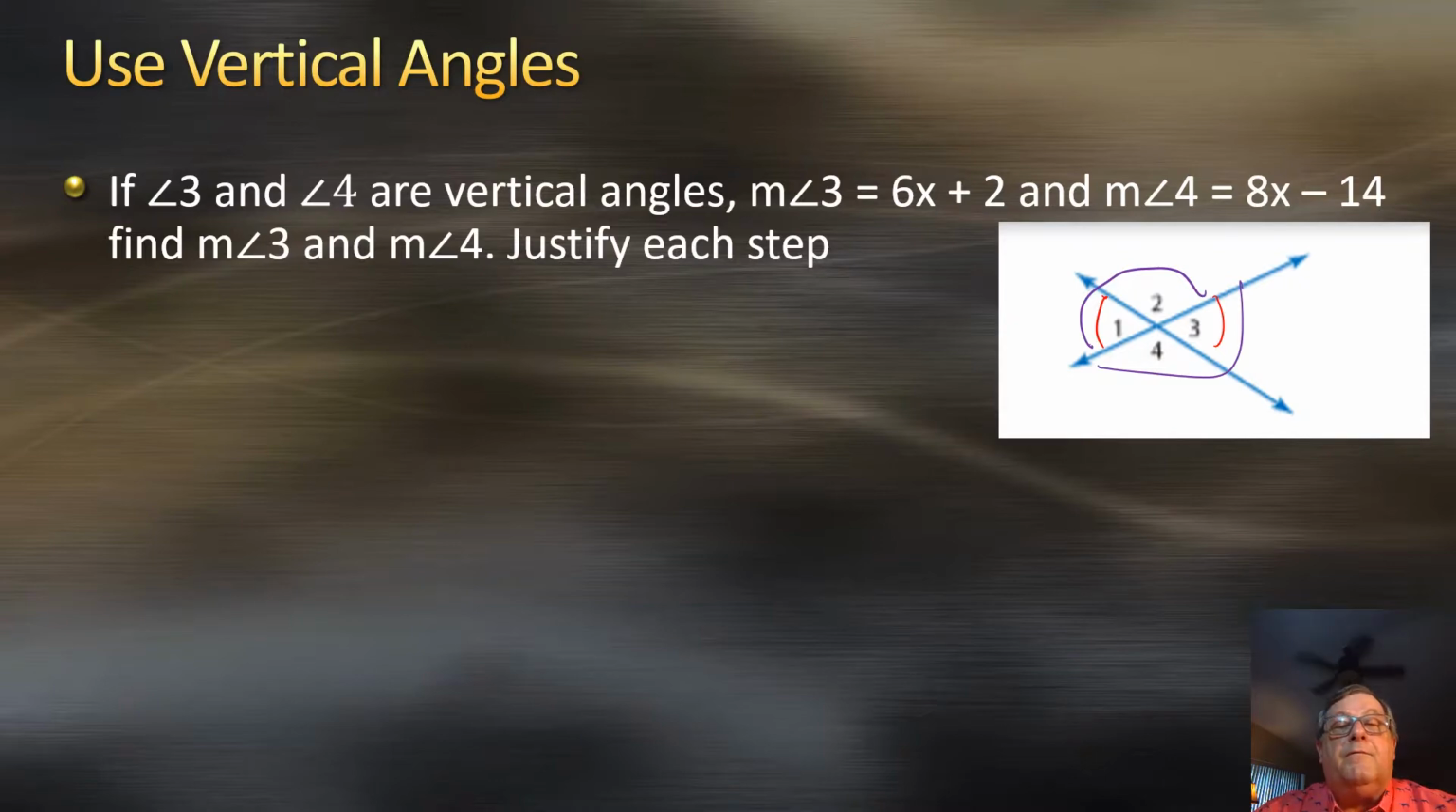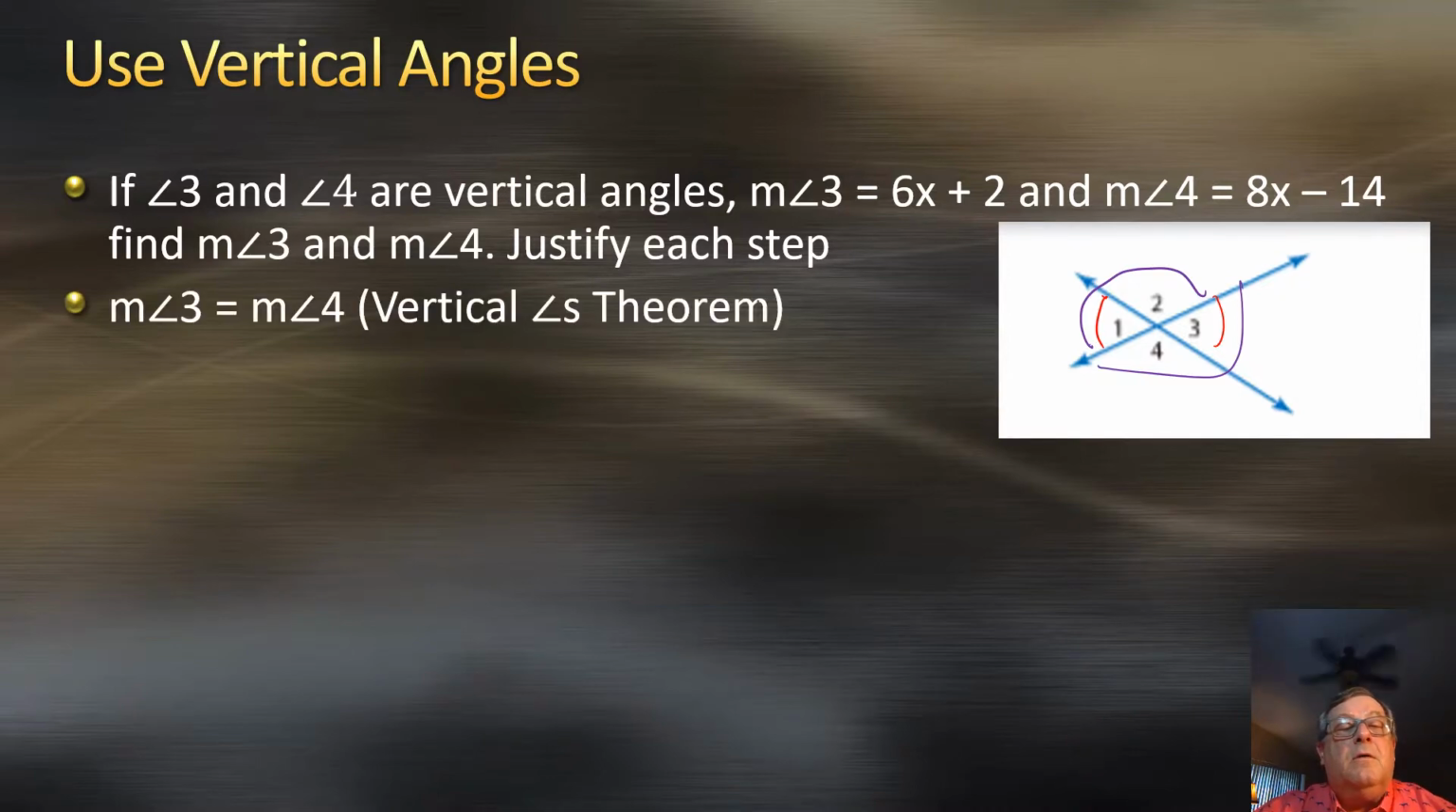If angles 3 and 4 are vertical angles, and the measure of angle 3 is equal to 6x plus 2, and the measure of angle 4 is equal to 8x minus 14, find the measure of angle 3 and the measure of angle 4 and justify each step. And it's that justification of each step that gets us into the proof.